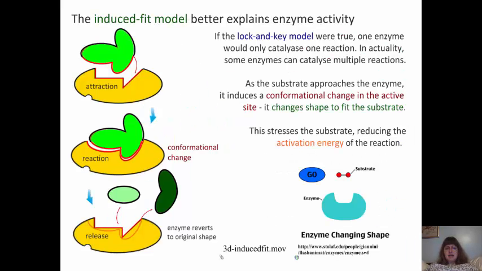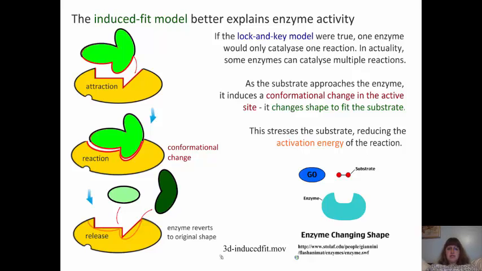But that's not 100% true. There's actually a better model. It's called the induced fit model, and this helps to explain enzyme activity a little bit more realistically. It is actually very similar to what you just saw in the video. So if the lock and key model were true, only one enzyme would catalyze only one reaction. And in actuality, there are some enzymes that can catalyze multiple reactions or work with multiple substrates.